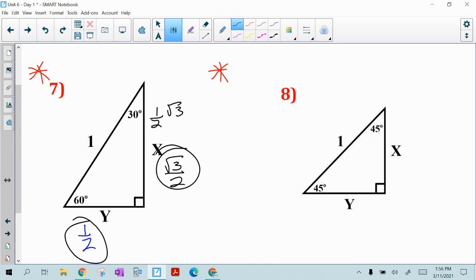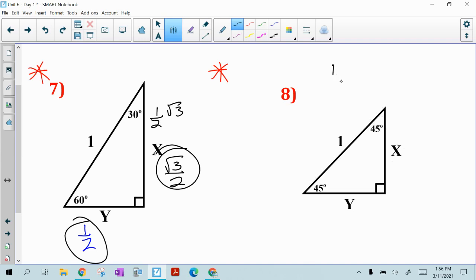Please take a look at this one. Okay, it's another significant one. And I'm going to say, what is my rule? Again, my rule was getting from the leg to the hypotenuse. All I had to do was multiply by the square root of 2. Okay, that's not bad, but I'm going the other direction.